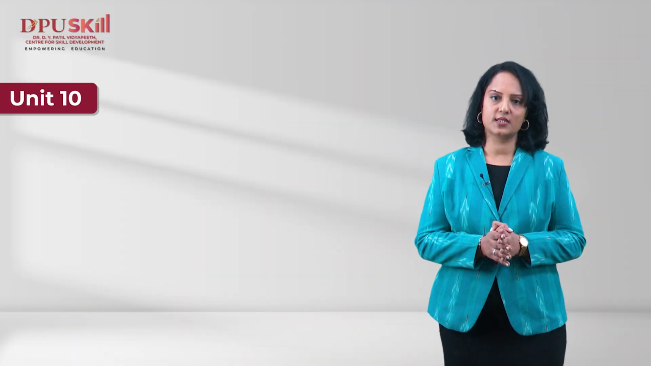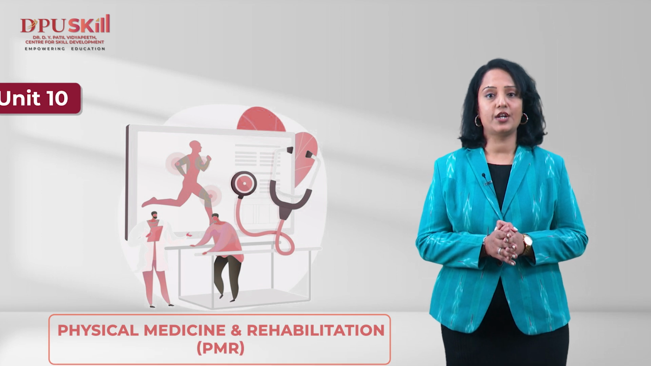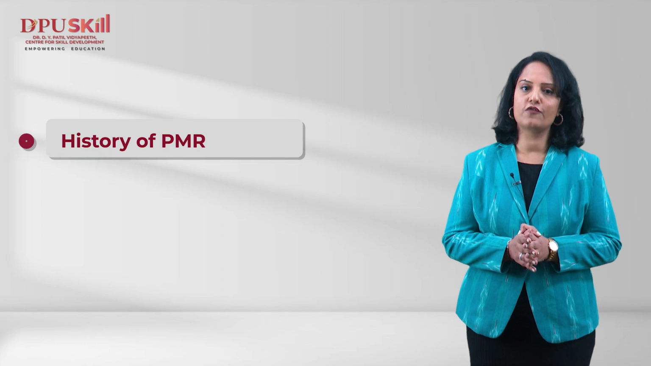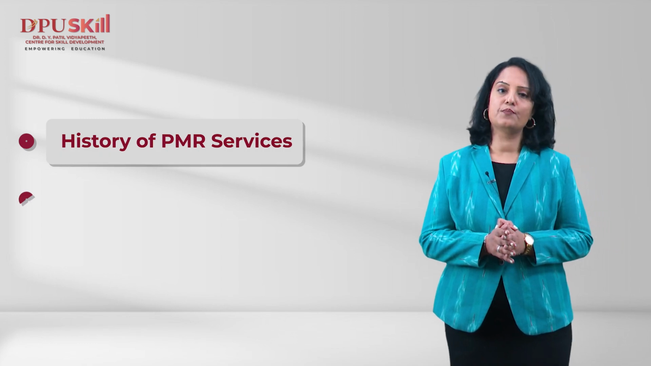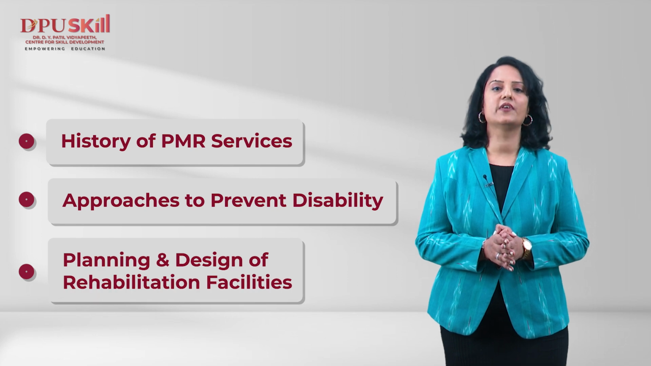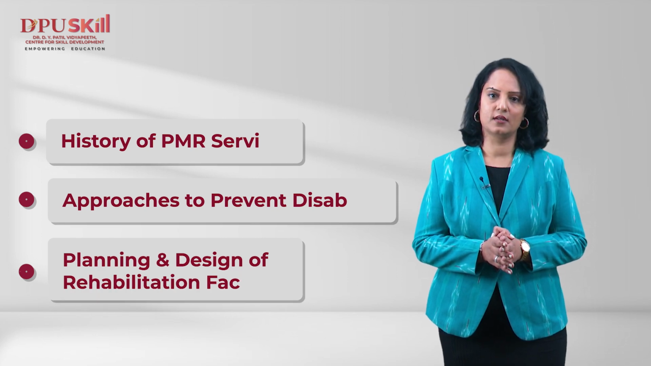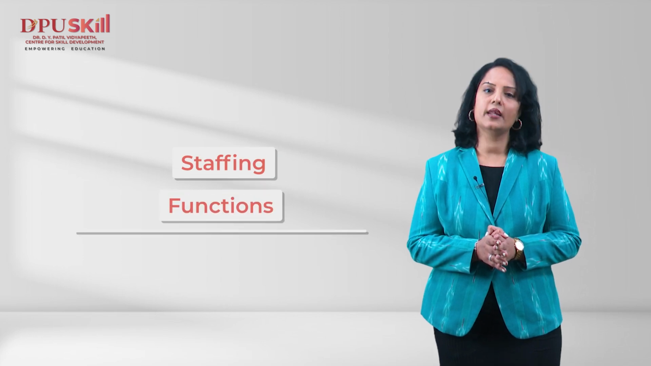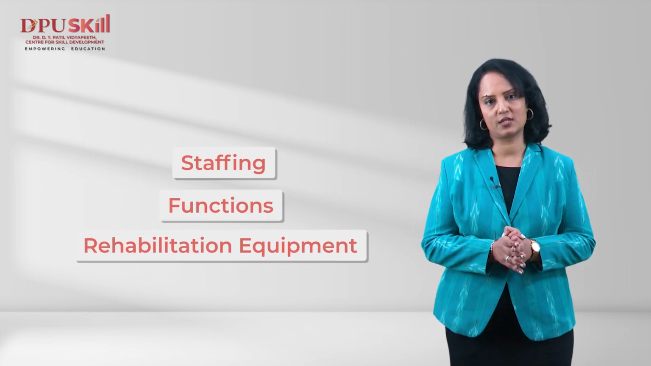Unit 10 focuses on physical medicine and rehabilitation, PMR. Learn about the history of PMR services, approaches to prevent disability, and the planning and design of rehabilitation facilities. We'll also cover staffing, functions, and equipment for effective rehabilitation.